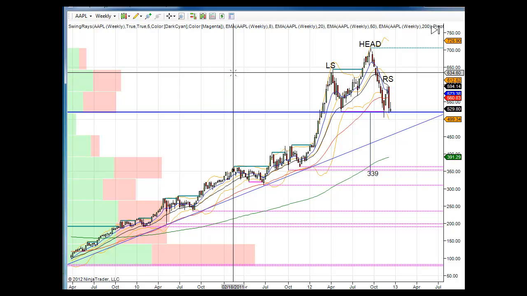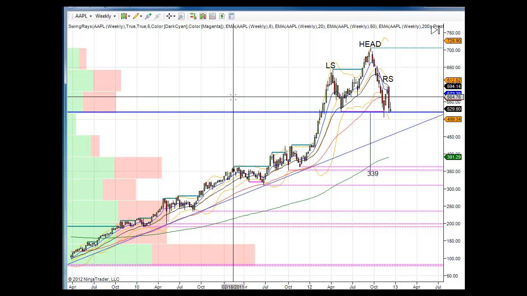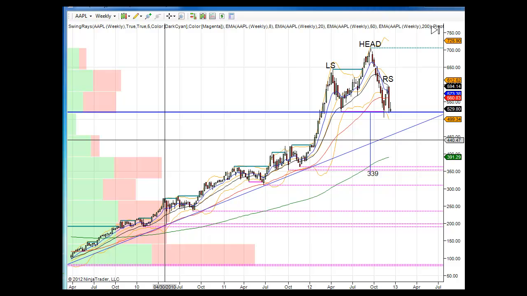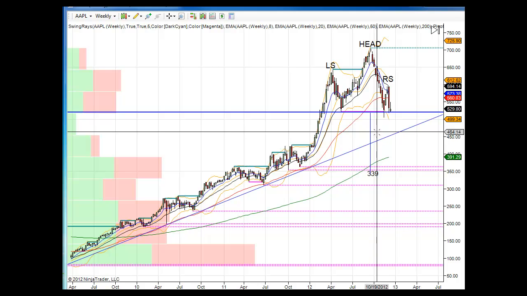Apple, to me right now, if you're going to trade it, it's a day trade only. I would not be holding this stock. You do not know what's going to happen with Apple, and I think you have some serious consequences if Apple doesn't rebound shortly, because there's a lot of people still holding it, thinking that Apple is going to rebound, and I hope it does rebound.